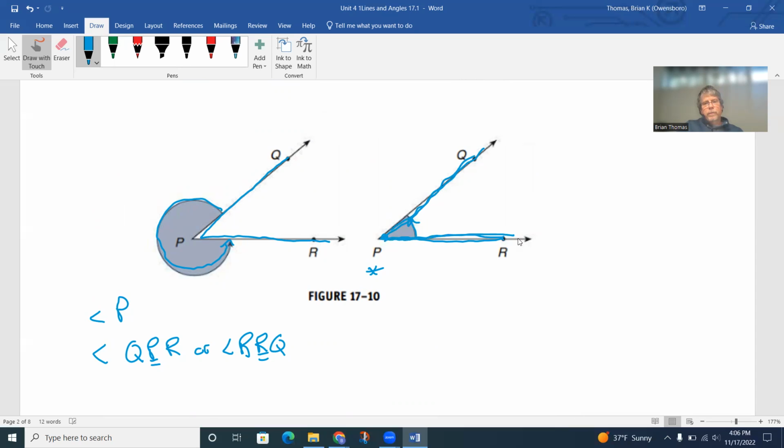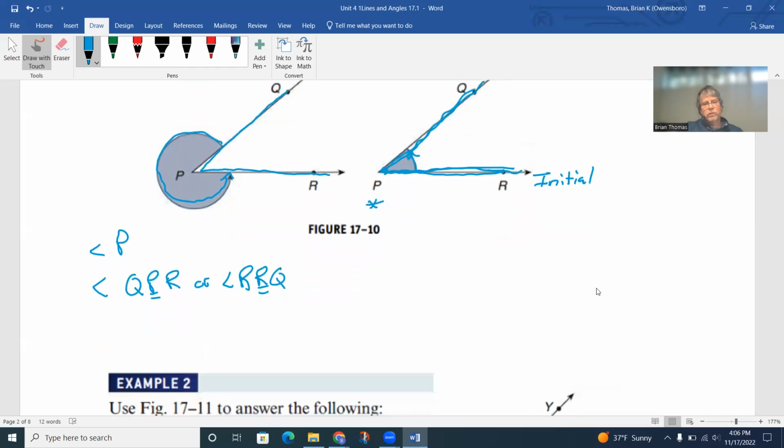Usually, one side will be called the initial side, or the starting side. So we'll keep that in mind as we move forward: the initial side of an angle.